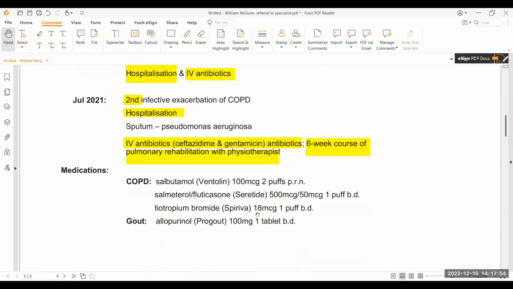Let's take a look at medications then. Of course, everything to do with the COPD. Is there any information here which is redundant or has been mentioned initially?